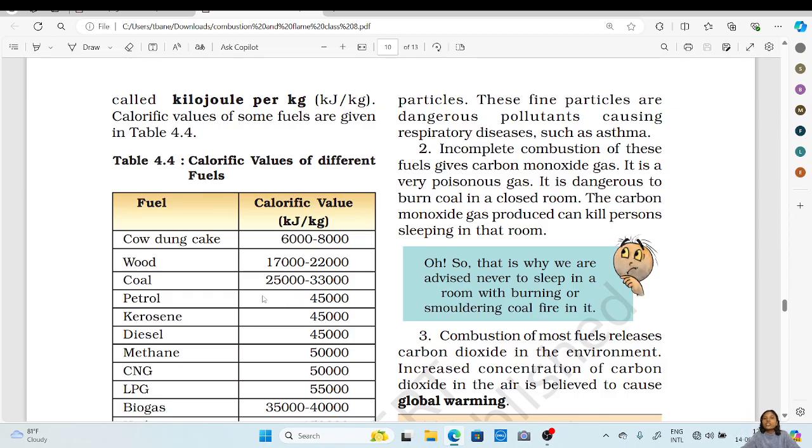But when you are restricting the amount of air in a closed room and trying to burn coal, whatever air is there will get consumed. Some amount of CO2 will be produced, but after some time the carbon monoxide will remain as carbon monoxide, because there is no more air supplied to provide oxygen. Carbon monoxide is a very poisonous gas. It is dangerous to inhale this gas. It can even kill a person.